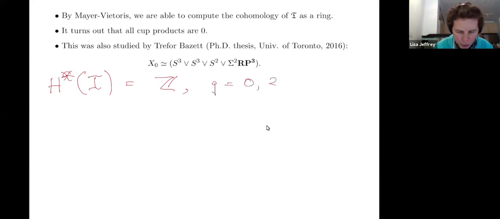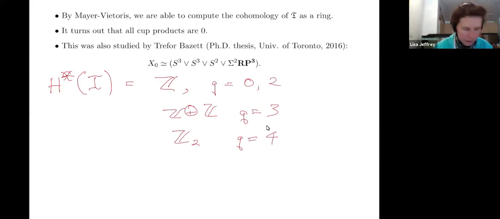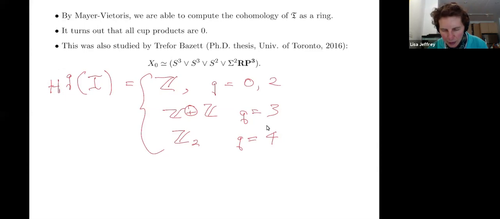Z in dimensions 0 and 2, Z plus Z in dimension 3, and Z2 in dimension 4. Does that seem right? But we proved that the products are zero.